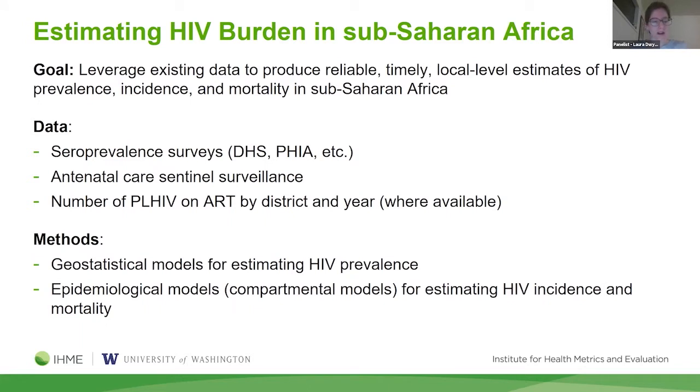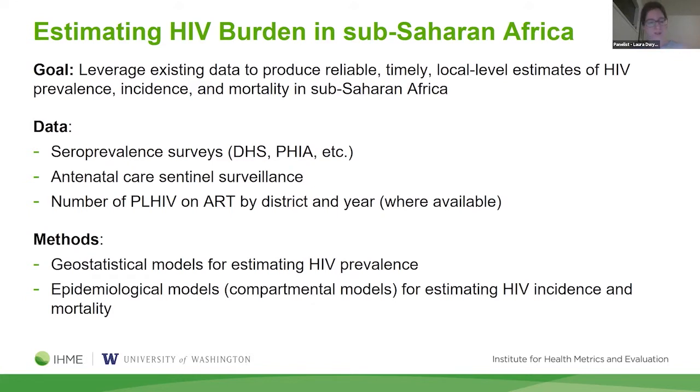So really briefly on the methods, we took a 2-stage approach to get to our estimates at a local level of HIV prevalence and then HIV incidence and mortality. In the first stage, we estimate HIV prevalence using geostatistical models. The statistics here is fairly involved, but the concept is simple.